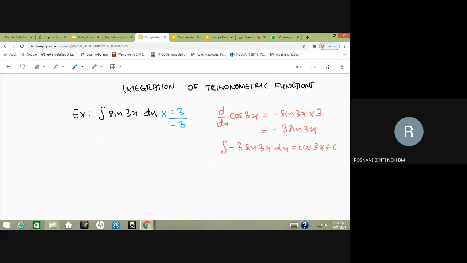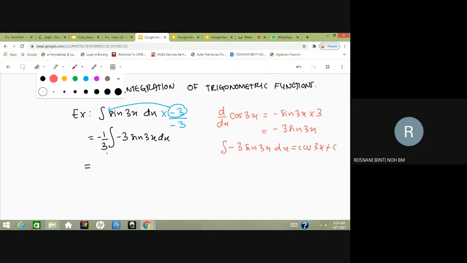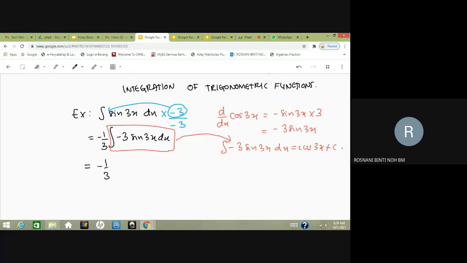This negative 3, you put it in here. So now your question becomes negative 3 sine 3x dx, and this other negative 3, you put in front of it. Now this is exactly the same as this info. So your answer will become negative 3 cos 3x plus c.